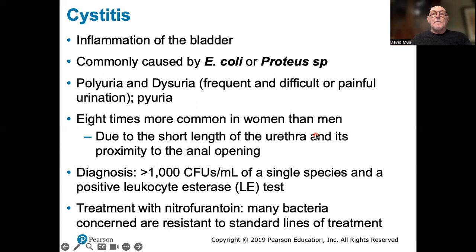So let's talk a little bit about cystitis, which is inflammation of the bladder. Again, cystitis is most commonly caused by E. coli or by Proteus. And these result in inflammation of the bladder wall, and they produce polyuria, which is frequent urination, and dysuria, which is painful or difficult urination. And it may be accompanied by pyuria, and by pain in the kidneys as well. Now, this is very much more common in women than in men.